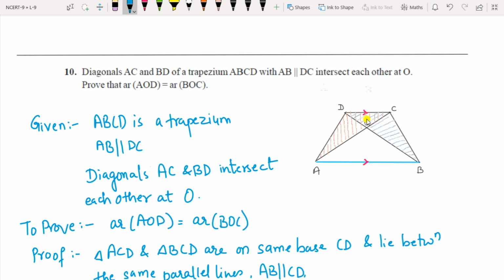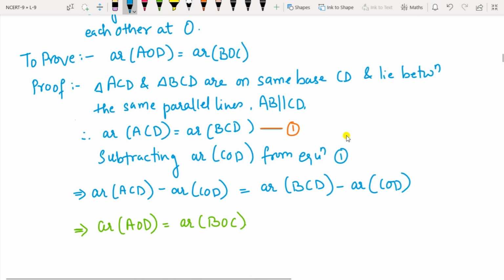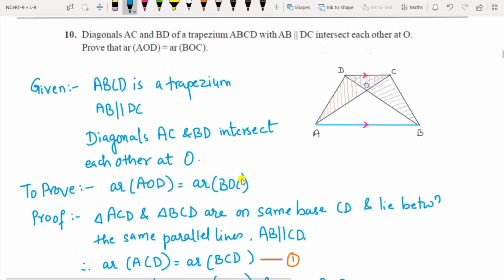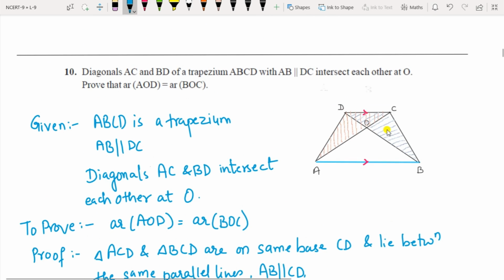Now subtract COD from equation 1, that is, subtract COD from both the sides, from this triangle and from this triangle also. So the remaining is AOD equal to BOC. That is, area of AOD is equal to area of BOC. That was to be proved. That is the required result.